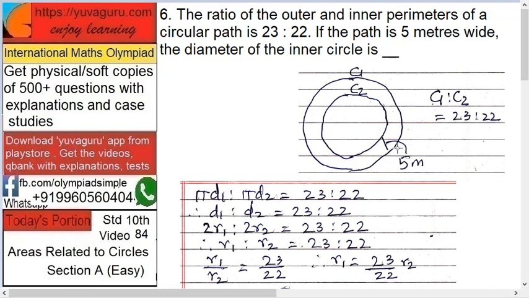So, the path is 5 meters wide. Let one diameter be D1, the diameter of the bigger circle, and the smaller be D2. So pi D1 upon pi D2 equals 23 by 22. Circumference equals 2 pi r or pi d, whatever it is. So D1 upon D2 equals 23 by 22. So 2r1 upon 2r2 equals 23 by 22.